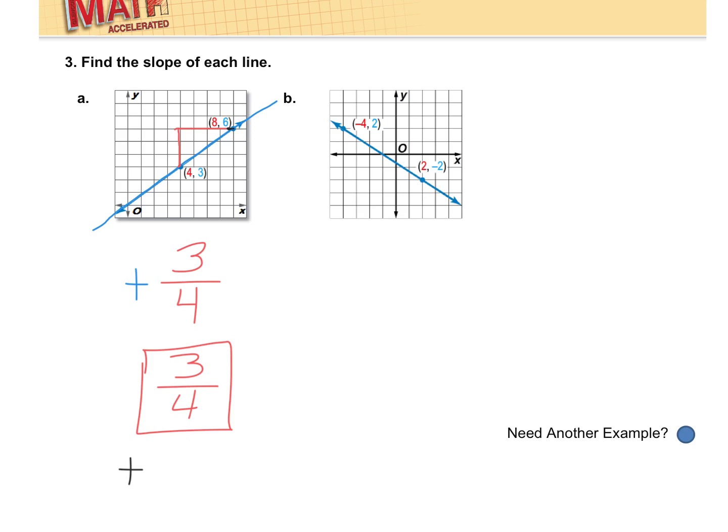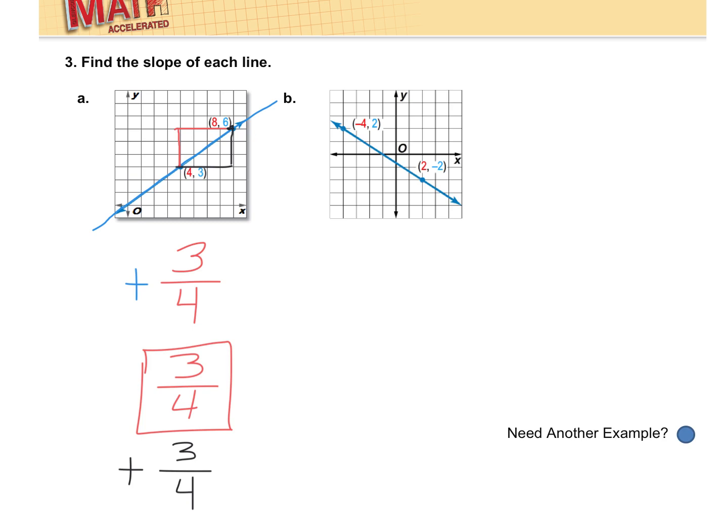How do I get to my other point if I start at the top? I go rise first, but our rise this time is down 3, and our run is still 4. So no matter what point you start at, you will get the same slope. Does that make sense? You will still get the same rise over run no matter what coordinate you start at. Go ahead and try B.